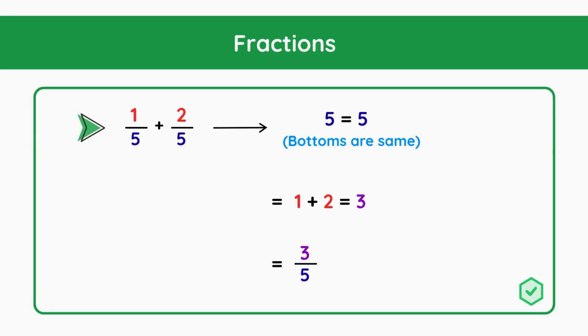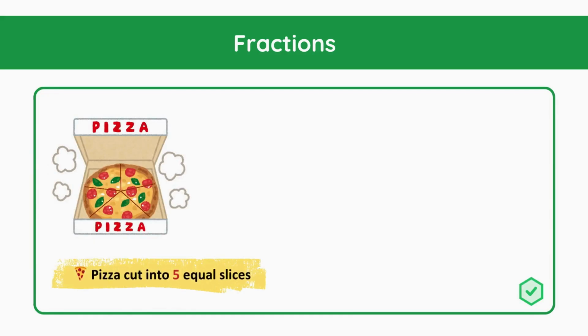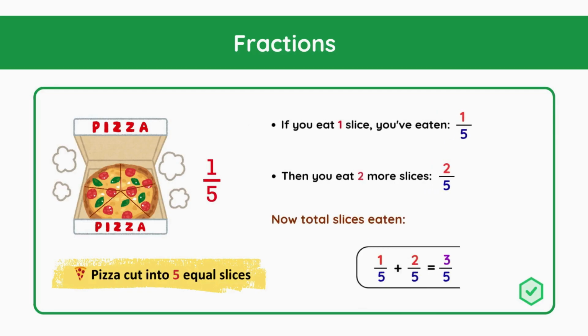And here's why we leave the bottom alone. Picture a pizza cut into 5 equal slices. Every slice is 1/5. If you eat 1 slice and then 2 more, you've eaten 3 slices out of 5. The slices didn't get bigger or smaller just because you ate more of them. They're still fifths. That's why the bottom number never changes when you add.